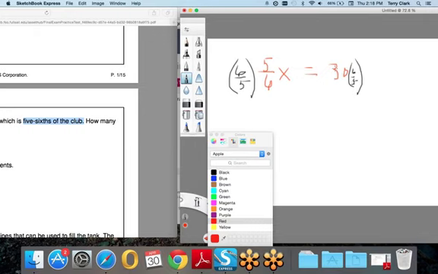So I'm going to say 30 divided by 5 is 6. And of course, cross out the 6 there, cross out the 5 there, and I'm just left with x. And now on the other side, it's just 6 times 6, which is 36. So there are 36 people in the club.